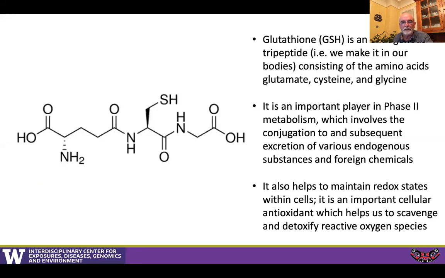Well, glutathione is an endogenous tripeptide. That is, we make it in our own bodies, consisting of the three amino acids glutamate, cysteine, and glycine. It's an important player in phase 2 metabolism, which involves the conjugation to and subsequent excretion of various endogenous substances and foreign chemicals. It also helps to maintain redox states within cells, and this is an important cellular antioxidant, which helps us to scavenge and detoxify reactive oxygen species and other oxygen radicals.